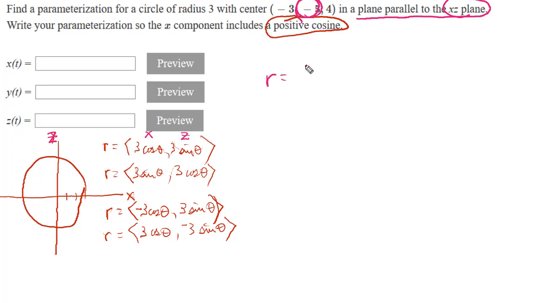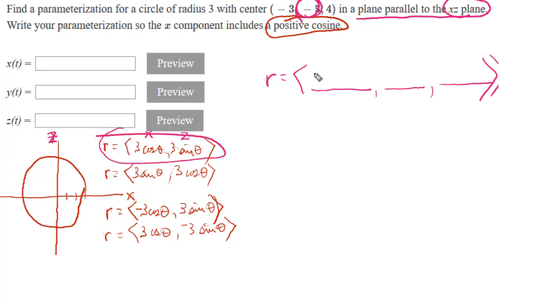So our parameterization for a circle centered at the origin in 3 dimensions would need an x component, y component, and z component. Now again, we're told that we want the x component to contain a positive cosine. So we're going to be using this parameterization. 3 cosine theta, 3 sine theta. Now again, this just means that the y can be any constant. The one we want is the one mentioned in the problem, -5. Now the only issue then is changing the center to be -3, -5, and 4.